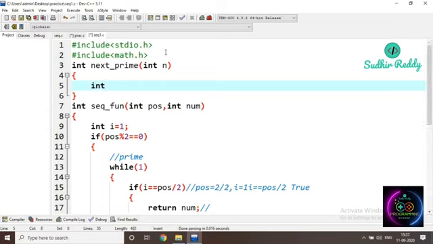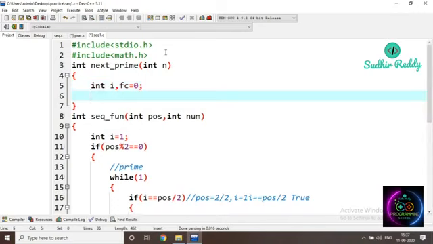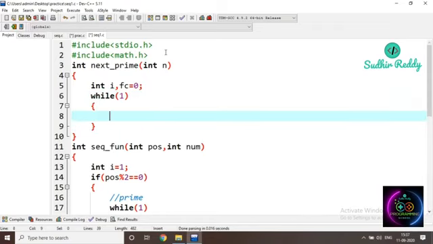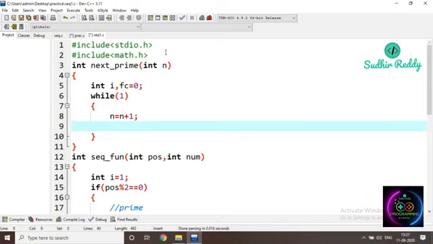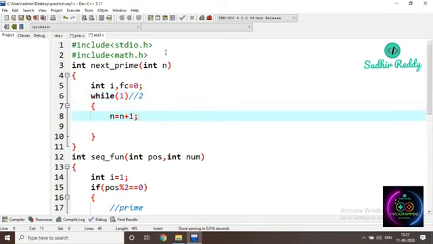I'm going to take some i for iteration and fc for factor count. While infinite loop, n is equal to n plus 1. Why am I writing n is equal to n plus 1? I will explain. For example, what value am I passing here? I am passing 2. Now n plus 1 is going to be 3.